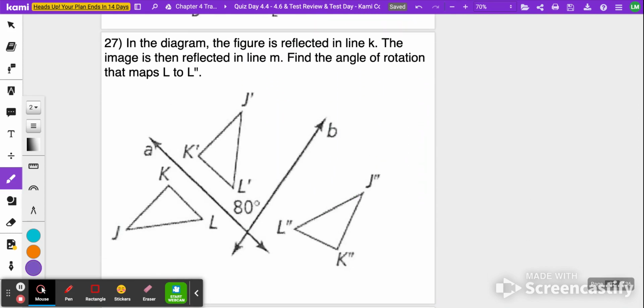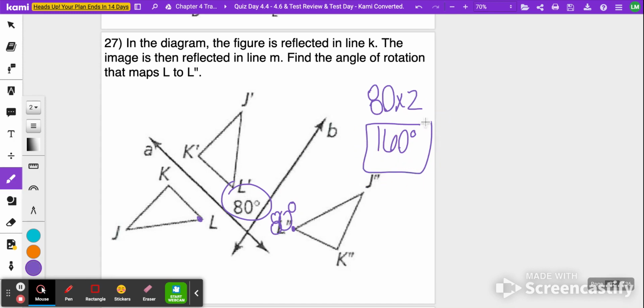Same thing for here, but now we have those angle measurements. If I want to go from point L to L double prime, that's taking your 80 degrees and multiplying it by 2. So 2 80-degree rotations, because technically this would still be an 80-degree rotation, would be a total of 160 degrees. Okay, that concludes your final review on Chapter 4.